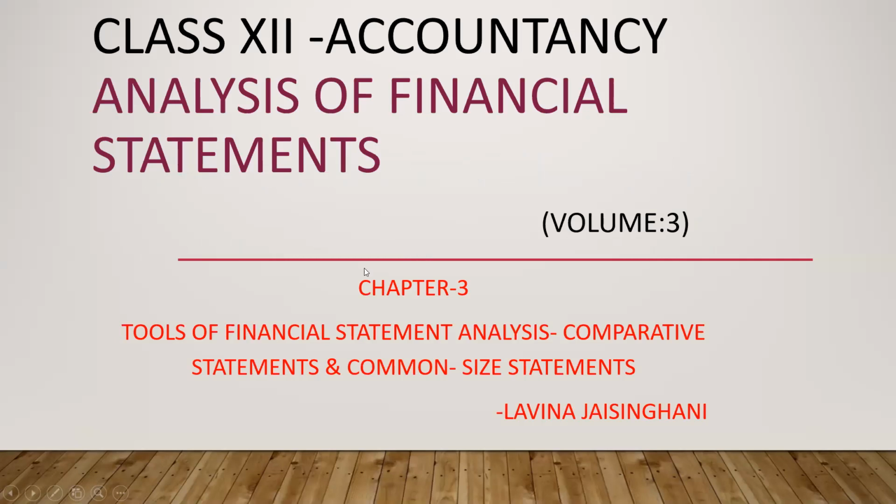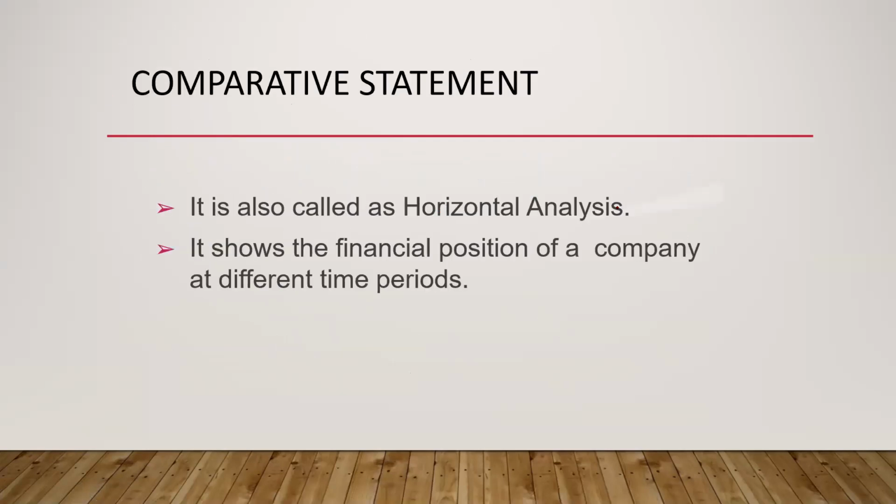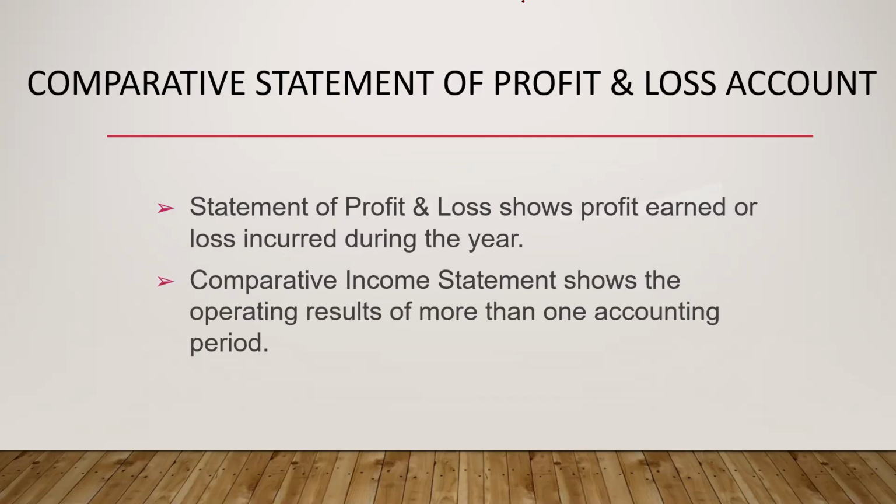We have started with our chapter number 3 of volume 3, that is tools of financial statement analysis, comparative statement and common size statement. In that we have seen that there are various tools for analysis of financial statement, and we have started with one of them, that was comparative statement. I have already given you the introduction about comparative statement, that it is also known as horizontal analysis, and we have done a sum related to that, in which we have solved the balance sheet and prepared comparative statement of balance sheet. Now in this video I am going to explain how you are supposed to make profit and loss statement in comparative statement. That means how is comparative statement of profit and loss prepared.